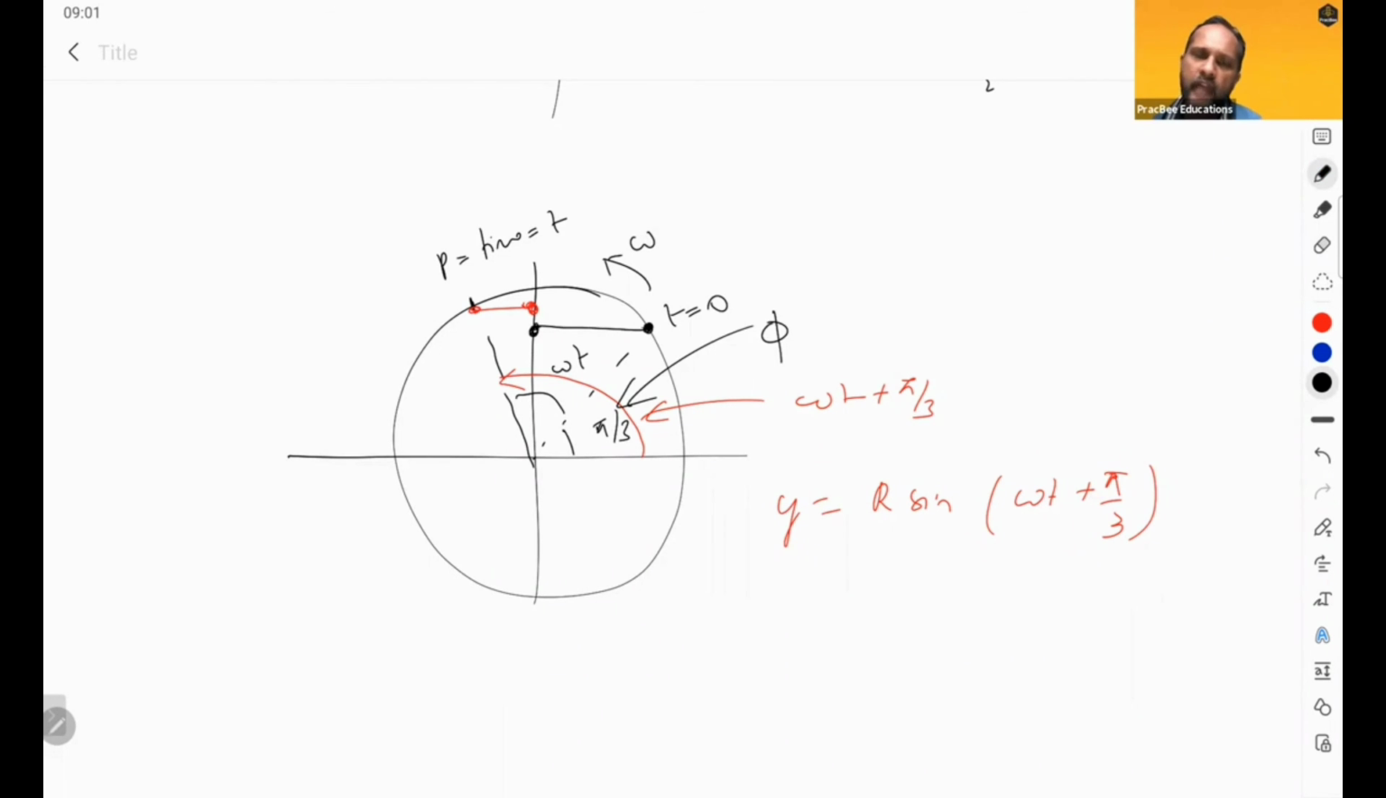I hope this has given you a visualization of how to think about SHM. You need to take it to a circular motion, where the particle moves on a circle, to deal with angles.